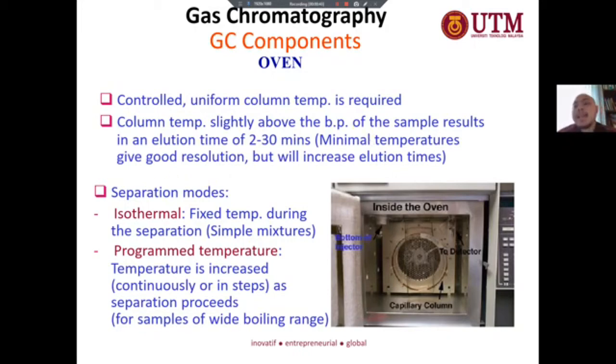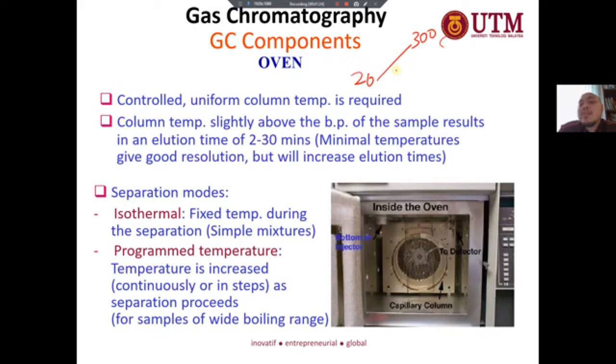Everything here is information you need to understand. It's not that I would like you guys to memorize; memorizing is the thing that I always fail. We need to understand. In the oven, we can control or keep uniform the temperature of the column. For example, we want to maintain at a certain degree Celsius, or we want it to increase 5 degrees per minute, or maybe 10 degrees per minute. For example, from 20 degrees we want to increase to 300 degrees Celsius.